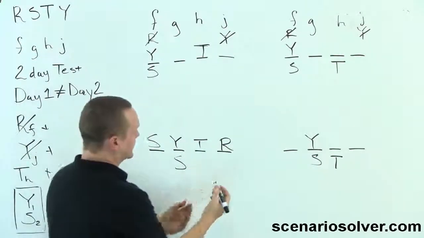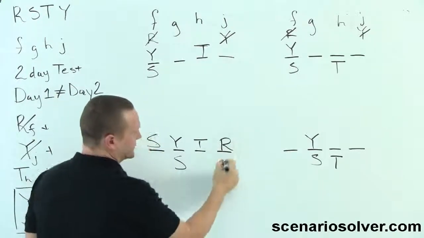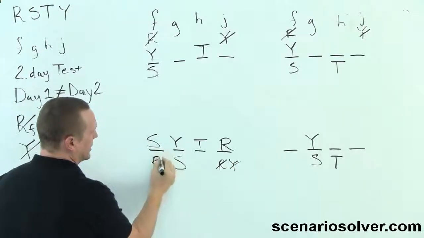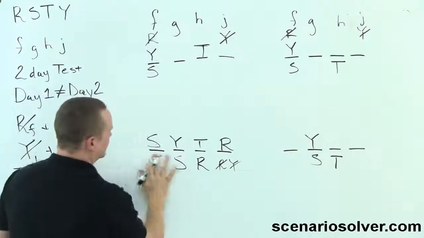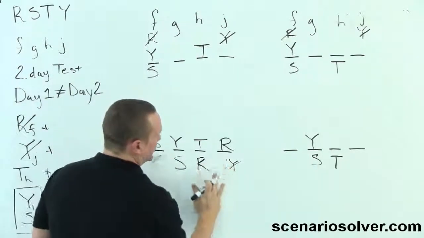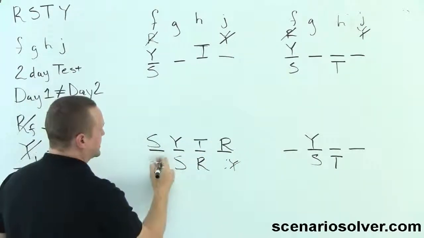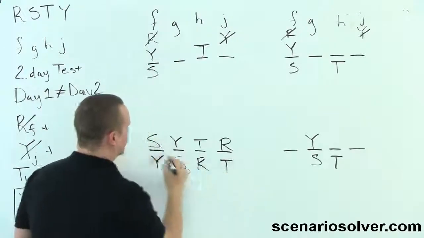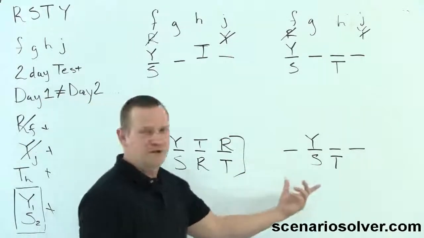Okay, now if we look at this, we know that R cannot occur here because of this vertical. We know that Y can't occur here. We also know that R can't occur here. So that means R would go here. And then now we're left with the idea that Y cannot occur, so we have Y placed here, and now T. And this scenario is wholly solved, and we're ready to move to this one.